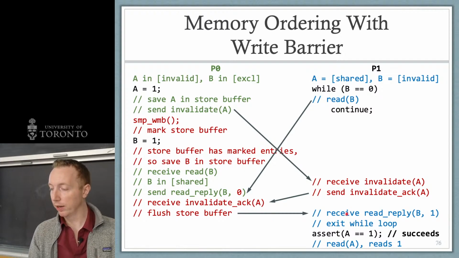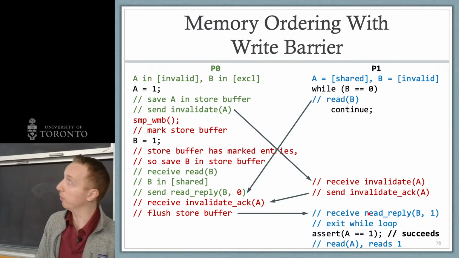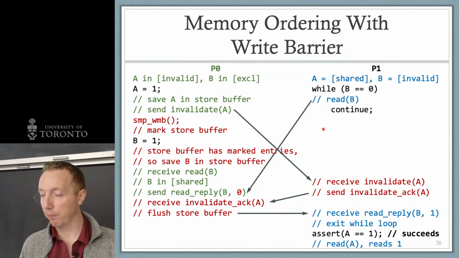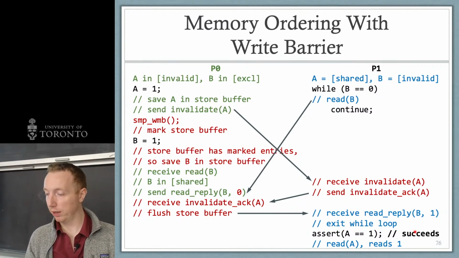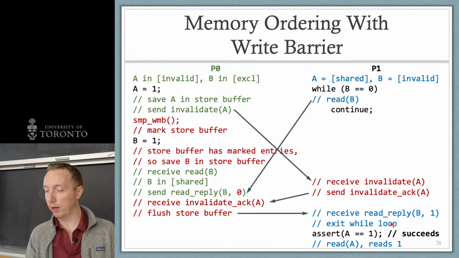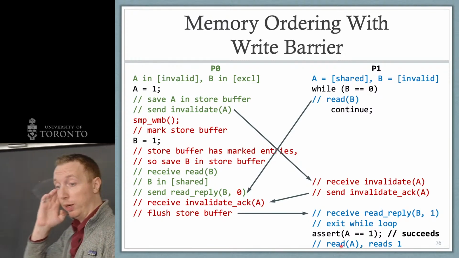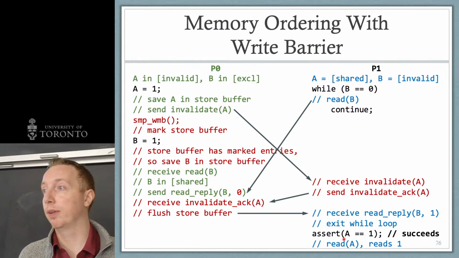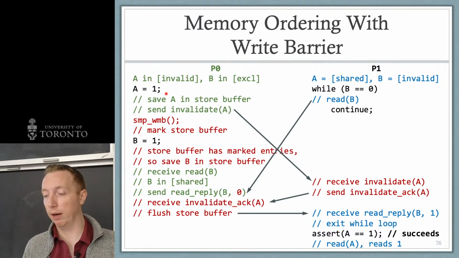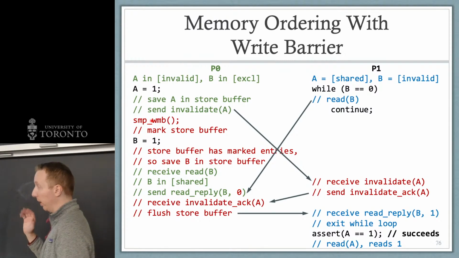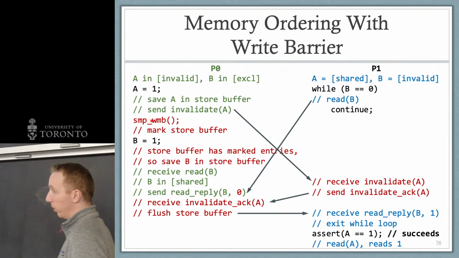So now when the other thread reads the value for B, it gets the value 1, so now it can exit the while loop. And now when it reads A, because it was already flushed out to cache and all that coherent stuff happened, A will now successfully read 1, because we have put a write barrier here so that we make sure that those writes are actually ordered.